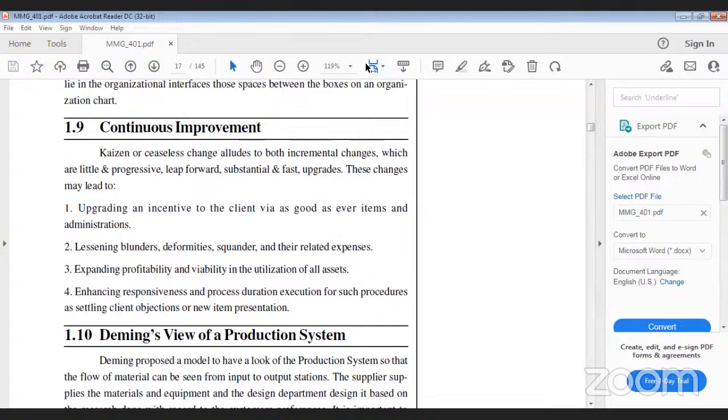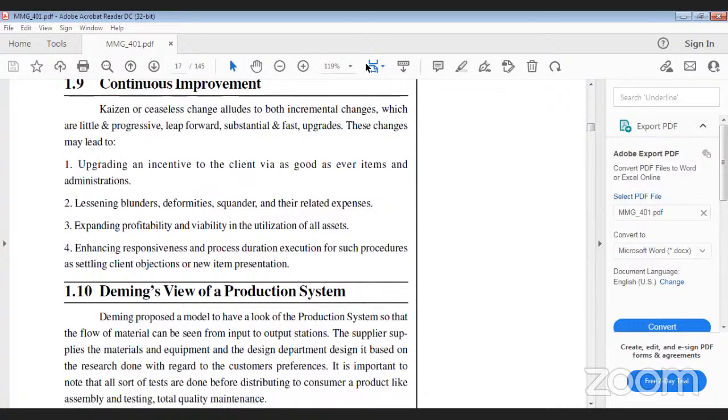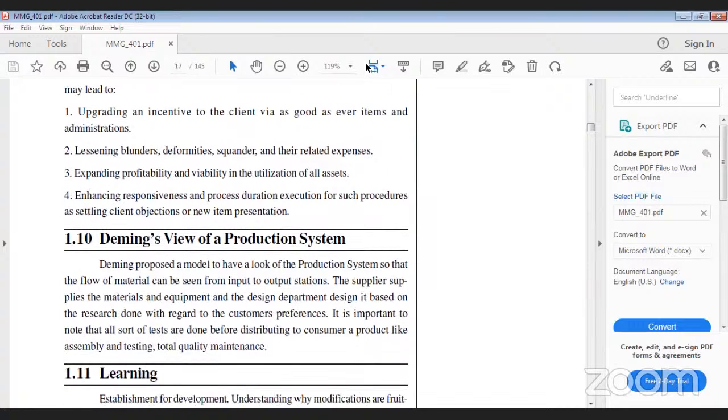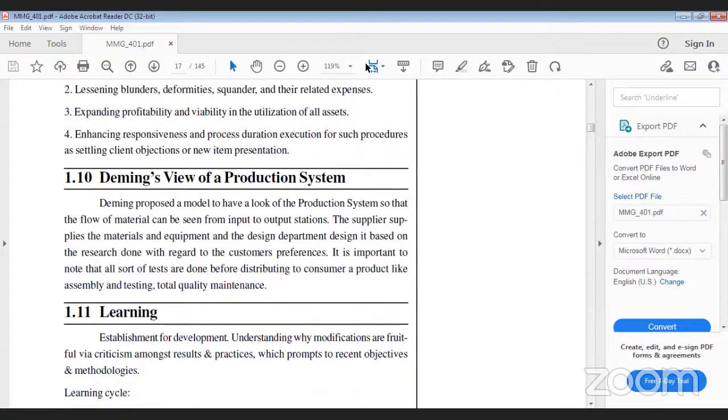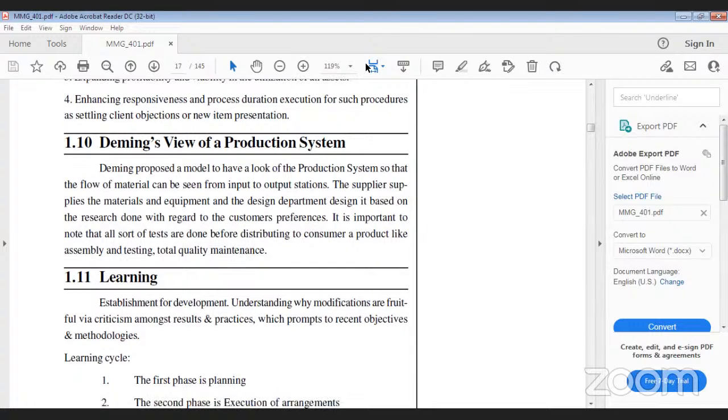Then there is the next point, Deming's view of the production system. He has given the production system model to have a look at the production system so that the flow of material can be seen from input and output stations. Here, learning and establishment for development means understanding the modifications are fruitful via criticism among the results and practices, which lead to recent objectives and methodology.